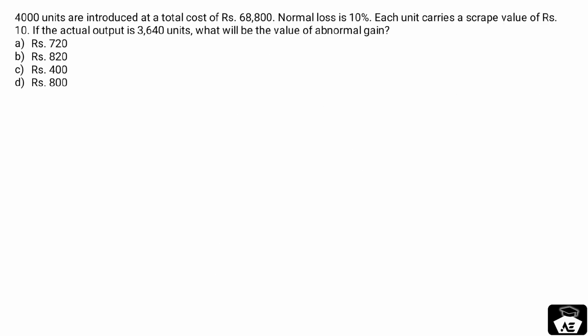4000 units are introduced at a total cost of 68,800. Normal loss is 10%. Each unit carries a scrap value of rupees 10. If the actual output is 3640 units, what will be the value of abnormal gain? Here you need to find the value of abnormal gain. Until now, in the questions we found units, but here we need to find the value of abnormal gain, its amount. So here we will prepare two columns. First is for units and second one is for amount.